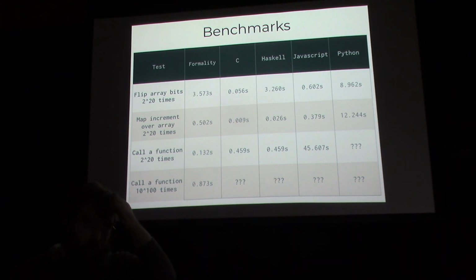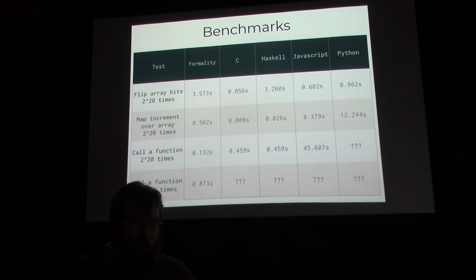The real question is whether this will always be faster than the way the Haskell virtual machine does its graph reduction. There are cases, though. If you try to call a function 2 to the 20 times, in Haskell it takes 45 seconds, and here it takes 0.1. It's the same function in both cases. We have a repository with these benchmarks.